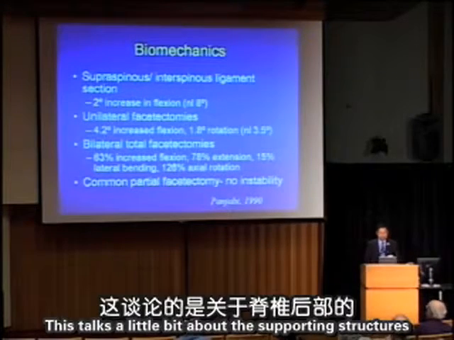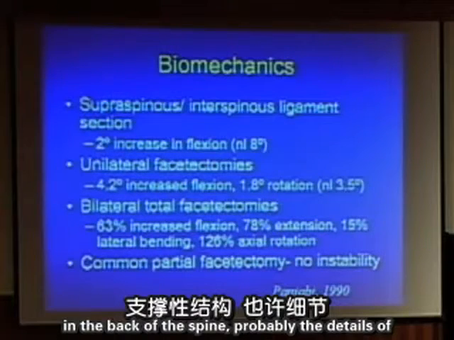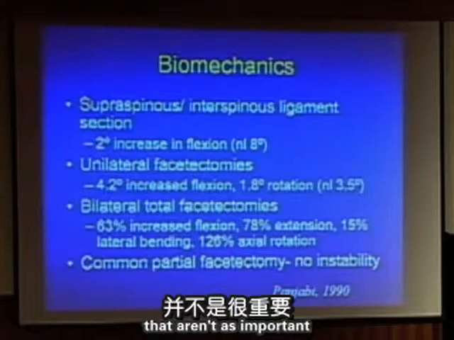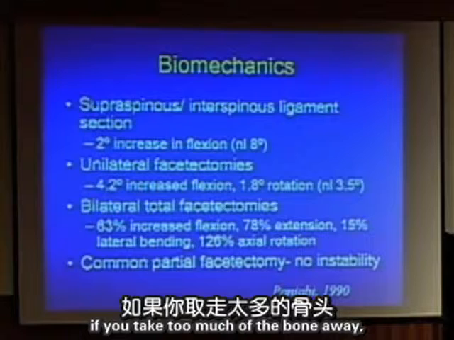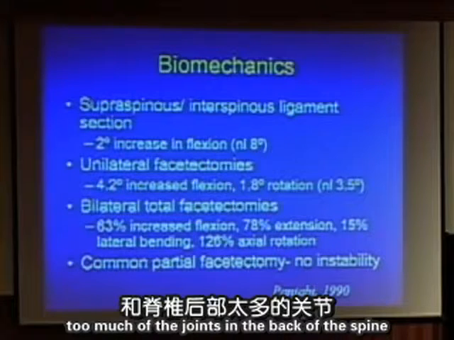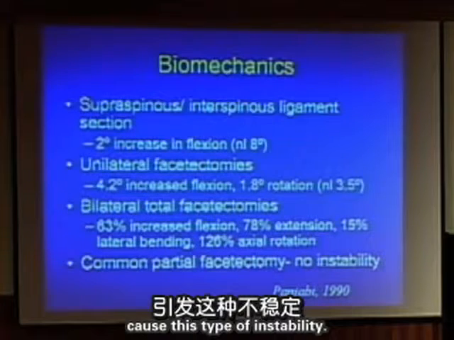This talks a little bit about the supporting structures in the back of the spine. Probably the details of that aren't as important, but again, what this emphasizes is that if you take too much of the bone away, too much of the joints in the back of the spine, you can actually, through surgery, cause this type of instability.